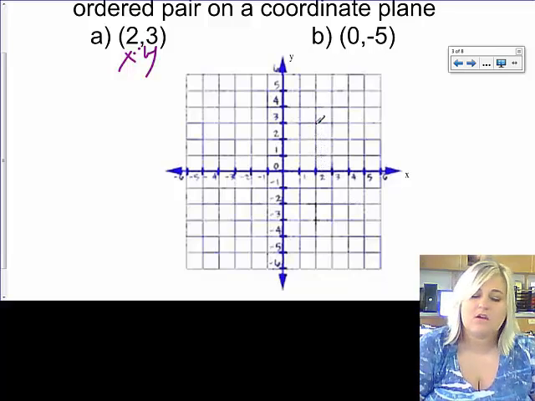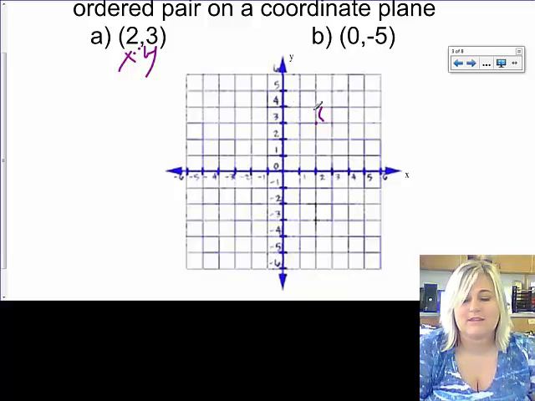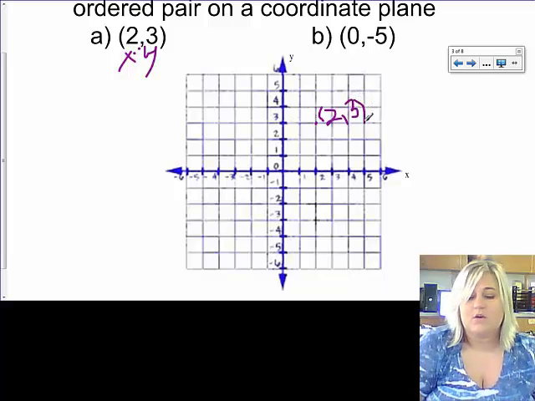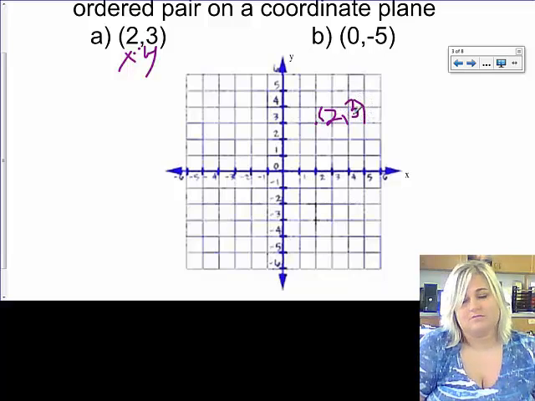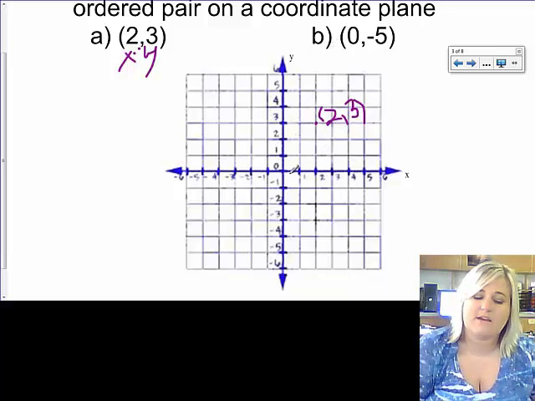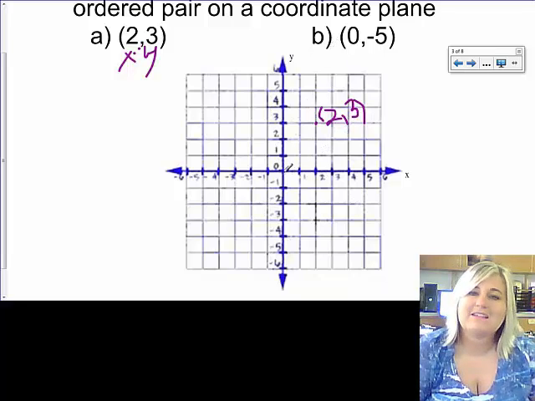Now when they tell you to label it, you can label it a couple of different ways. Because they didn't give you a specific point that this is, we will label it by using the ordered pair. I'm having to use my mouse to do this, so it's going to be ugly. So we would say that this is point 2, 3. On B, same exact thing. We start at the origin. The x is 0, which means we don't move to the left or right at all. We stay right at the origin, and from there we're going to go down 5 because it's negative 5 for y. 1, 2, 3, 4, and 5.